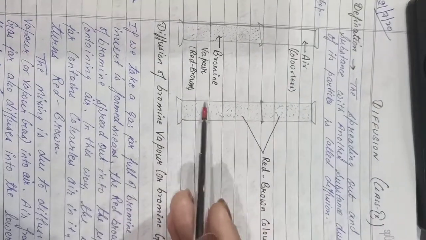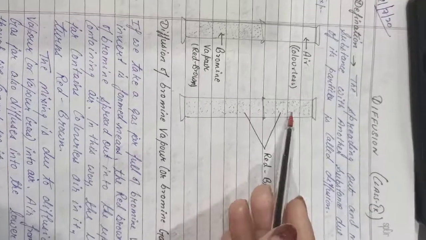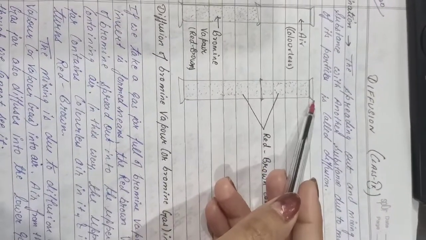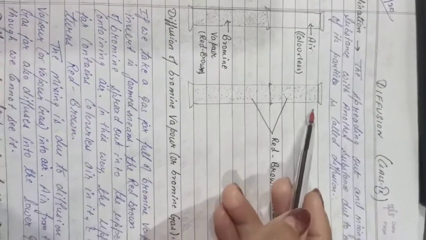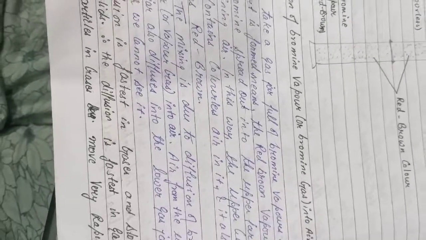Now what we will see after 2-3 seconds is that in the second test tube also the bromine gas comes. It means it also forms a red brown color. So what we can say is that it is because of diffusion. Now on that day I told you diffusion is of 3 types: diffusion of solids, liquids and gases. These things I have written in the theory. You can see the theory and write it down in your copies.